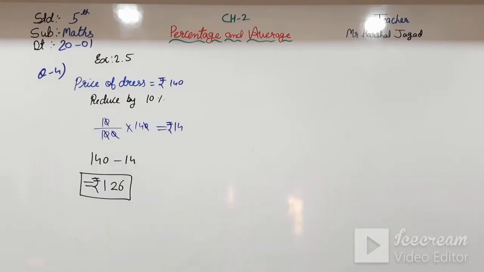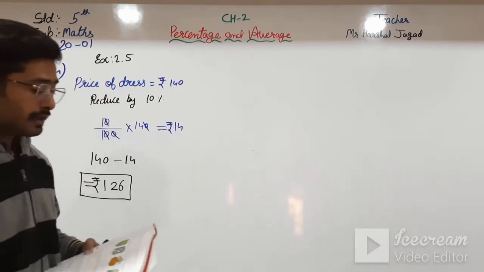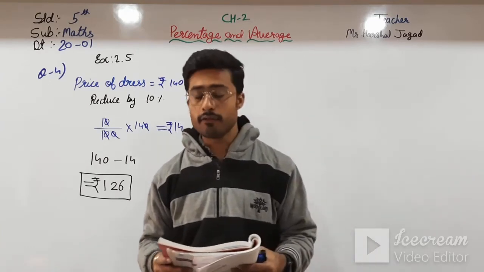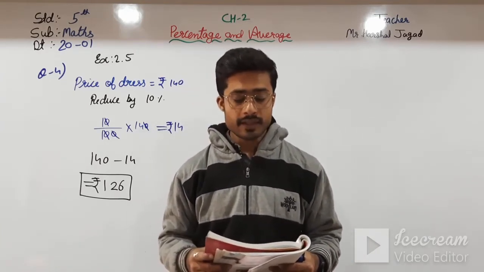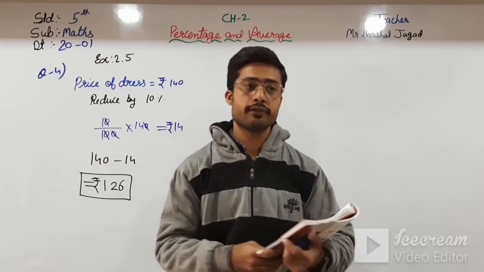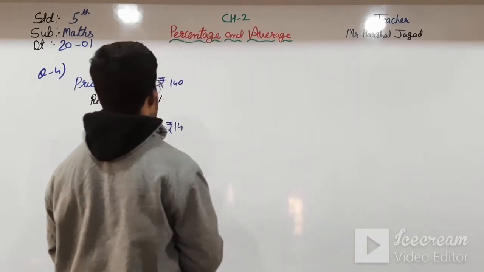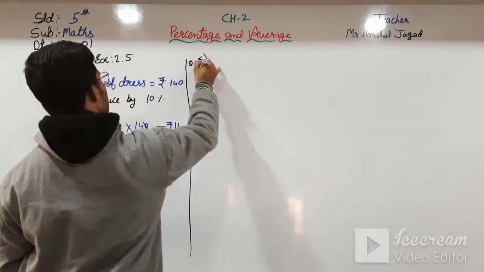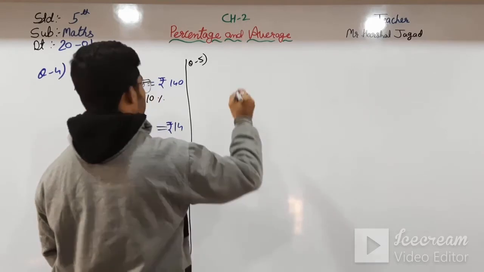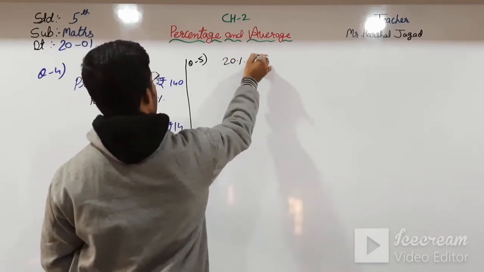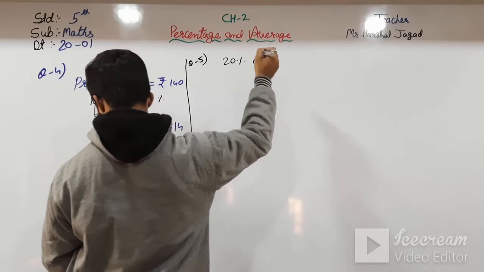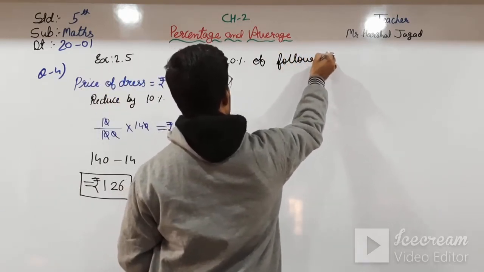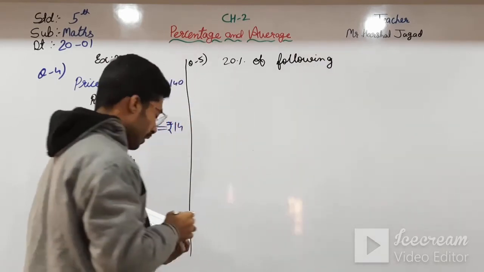From question number 5, I will do any 3. That is, take 20% of each of the following. Which of the answers is a whole number? So we have to find 20% of each of the following, and I will do any 3.